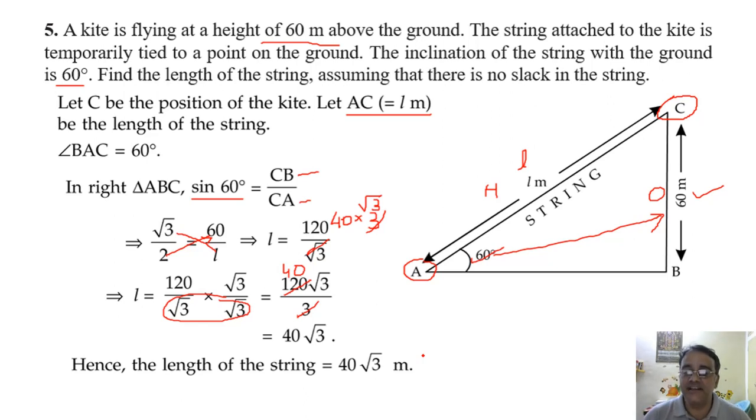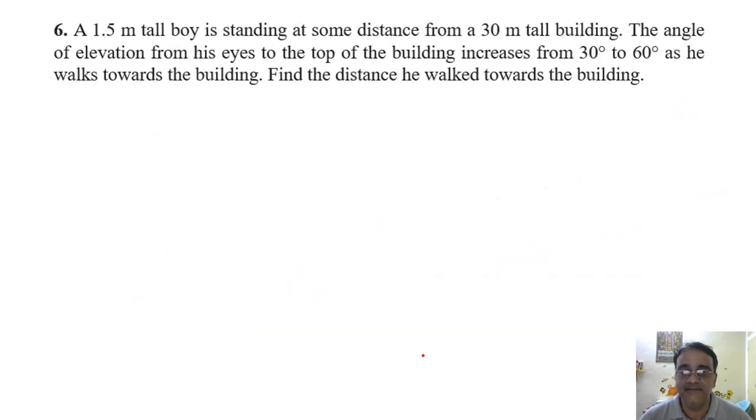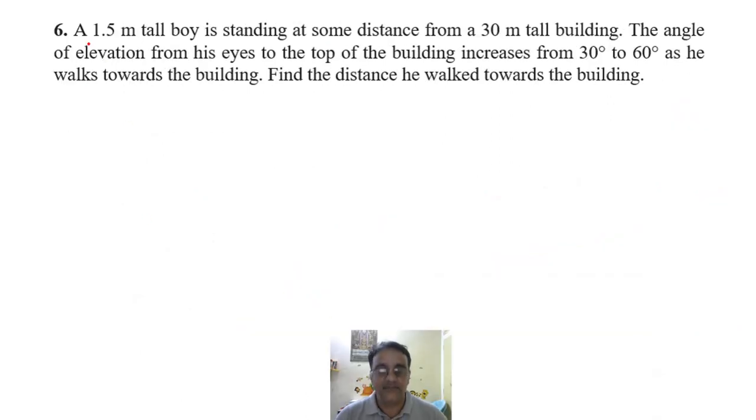Any doubt in question number 5? No, sir. Okay, now we'll move towards question number 6. A 1.5 meter tall boy is standing at some distance from a 30 meter tall building. The angle of elevation from his eyes to the top of the building increases from 30 degree to 60 degree. As he walks toward the building, he will have to raise his neck more, okay? Why? Because the angle of elevation will be increased.